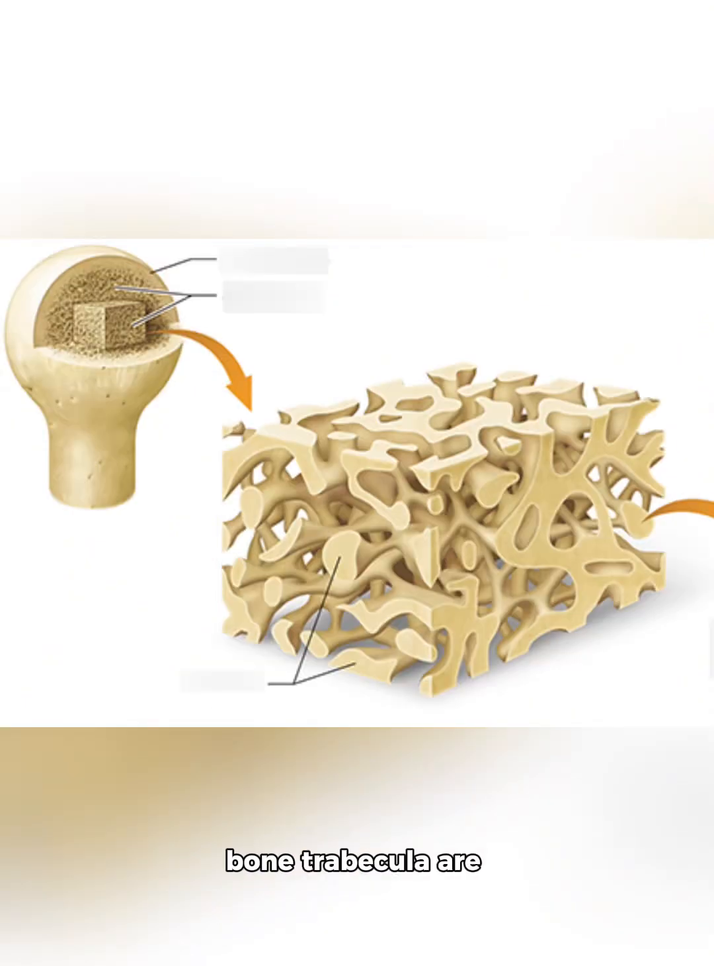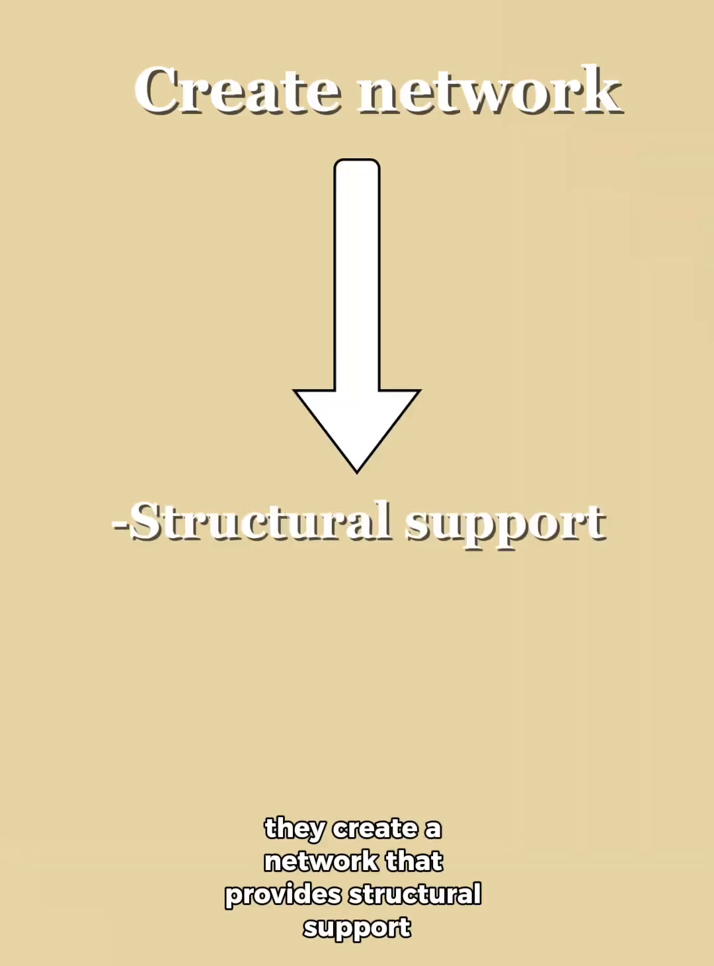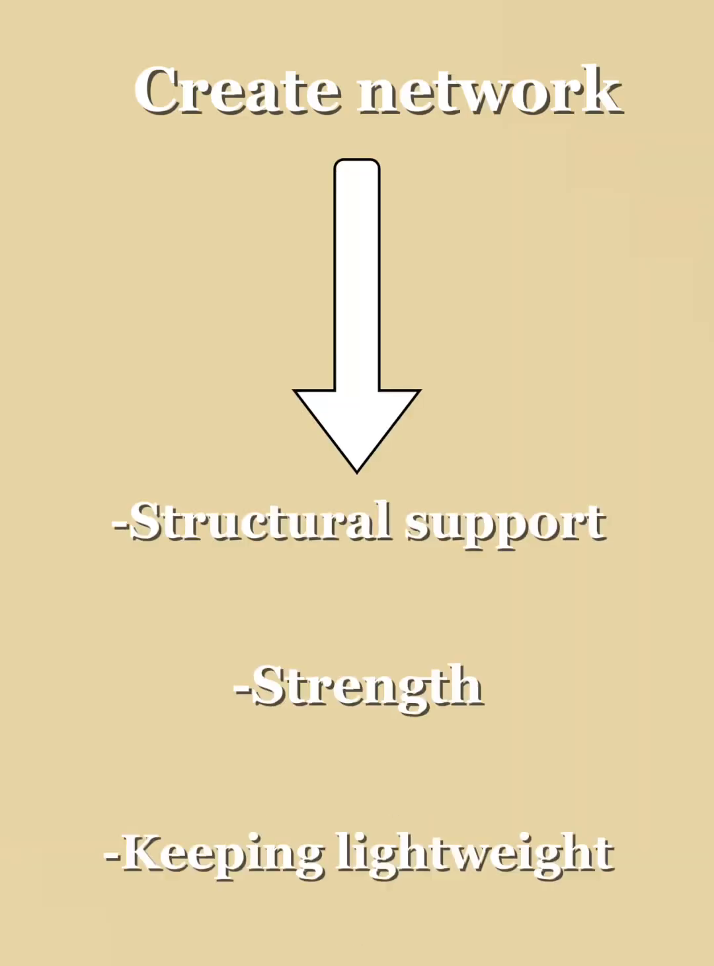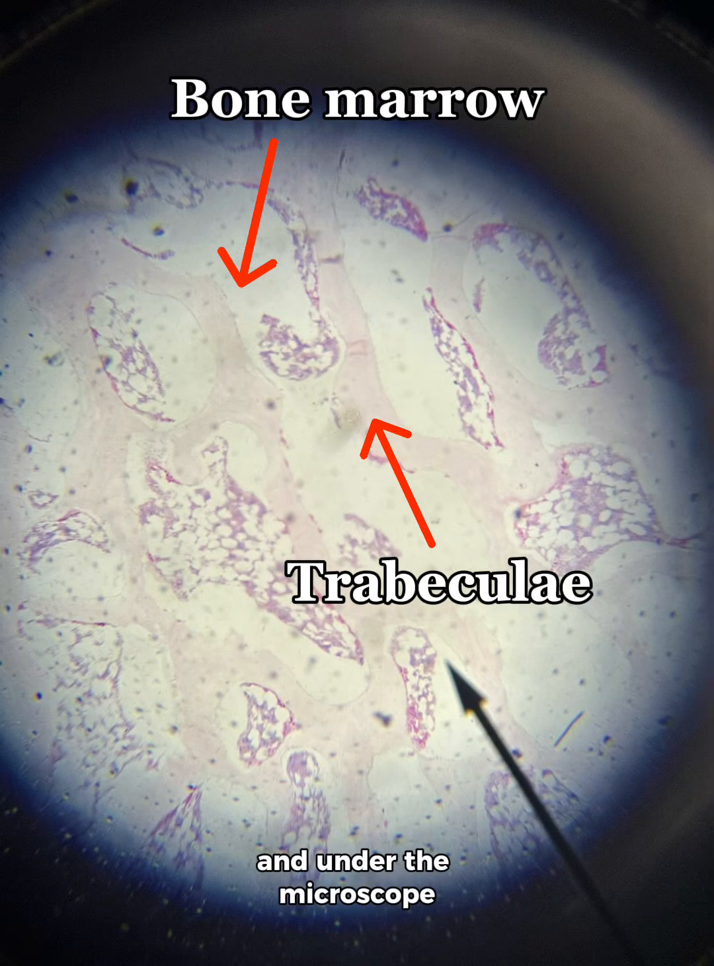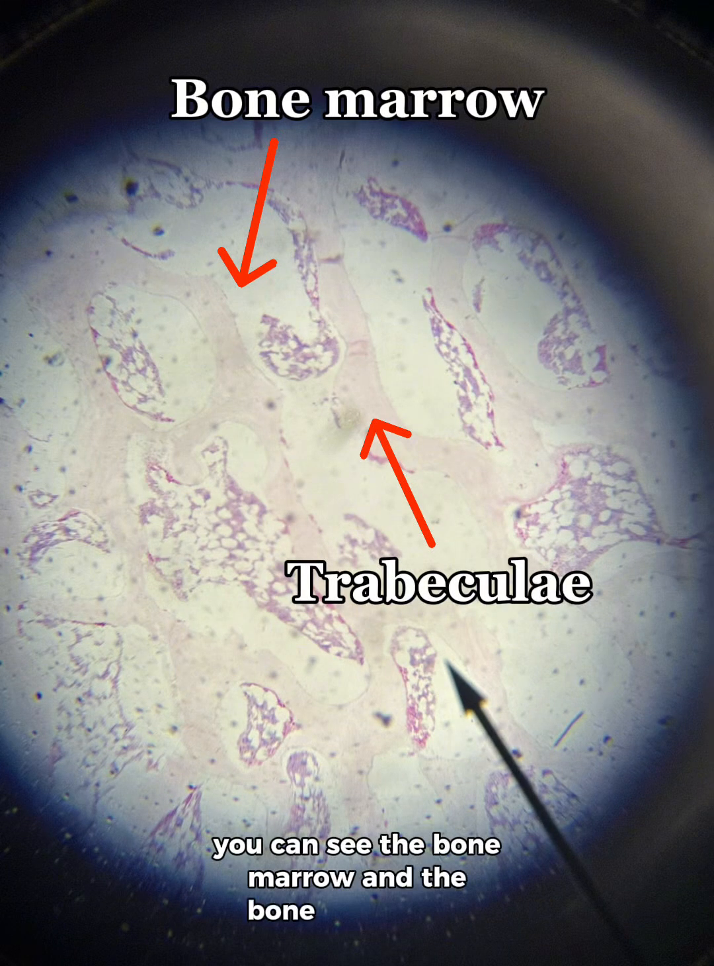Bone trabeculae are the small, rod-like structures that make up the spongy bone. They create a network that provides structural support and strength to the bone while keeping it lightweight. And under the microscope, you can see the bone marrow and the bone trabeculae.